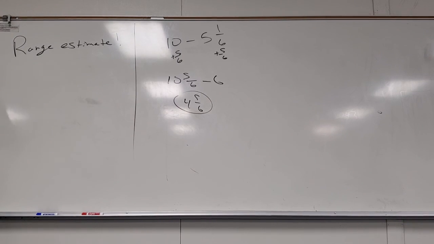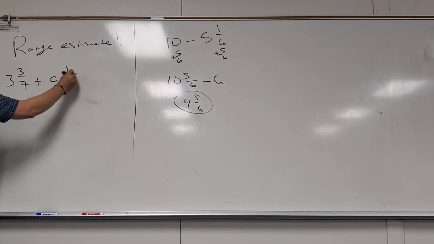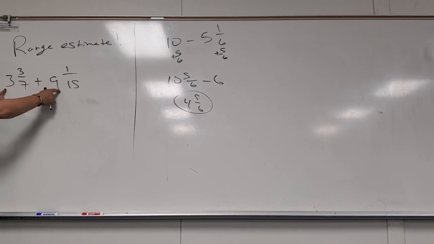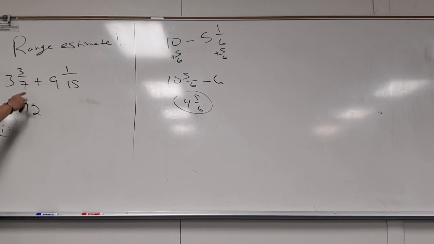So what if I had, because you can make a different problem, 3 and 3/7 plus 9 and 1/15. How do you think you make a range estimate? What sucks about this problem? There's fractions, okay? Make the low one with no fractions, right? So what would the low be? 3 plus 9, 12. And then the high, you just bump it up to the next whole number. 4 plus 10, 14.